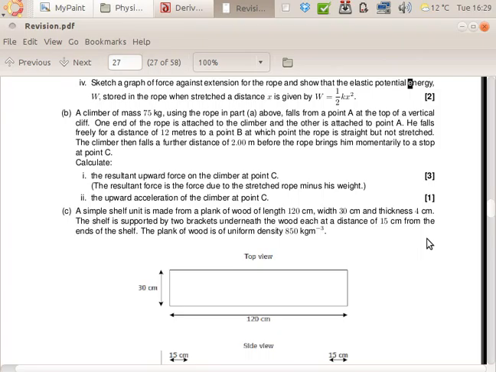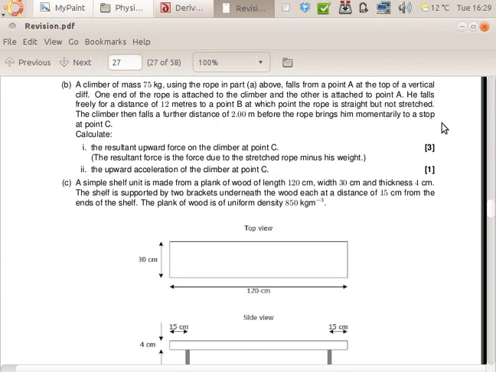Now look, you can see that from the marks. This one is 3 marks, whereas the second part was just 1 mark. Is that okay? Okay.